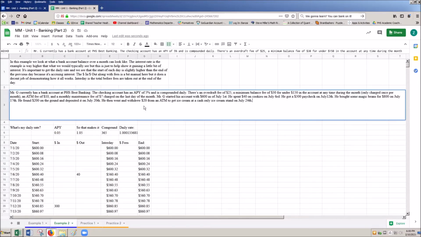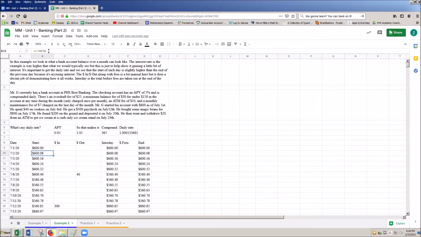Yeah, right here. So I'm trying to highlight it in the problem for you. Mr. G started his account with $600 as of July 1st. So that's where that value is coming from, and that's why it's a hard-coded value. From there on, though, it's going to be taking the previous ending value and multiplying by that daily interest rate, which we'll get to in a second.